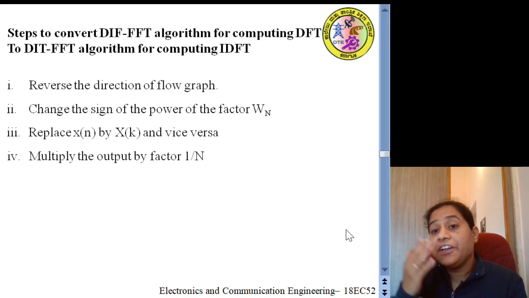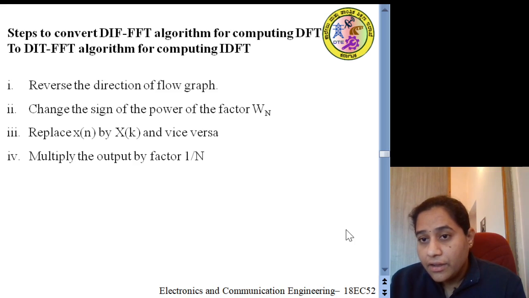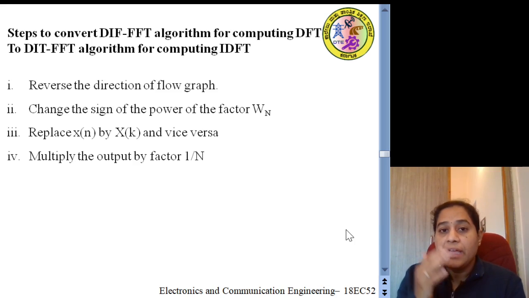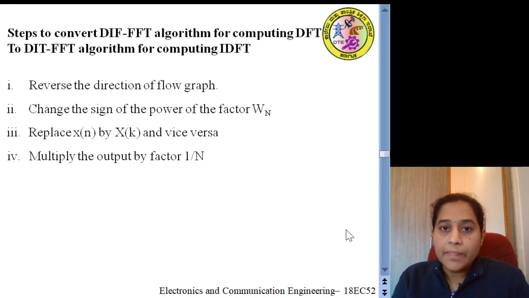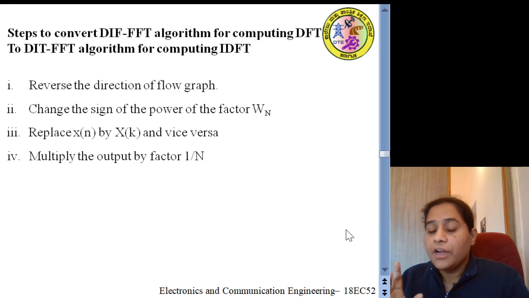Next, at the end of the flow graph, we have to multiply the output by the factor 1 by N, because in the equation for finding DFT, the factor 1 by N is absent. But if you consider the equation for IDFT, the factor 1 by N is multiplied with the summation, n varying from 0 to N minus 1, x of k into WN raised to the power of minus k. So this 1 by N we have to multiply at the end of the flow graph.